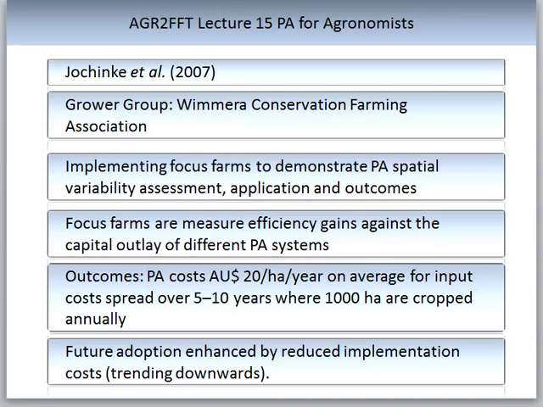They concluded that on average PA costs the farmer between about $20 per hectare per year, which can be spread across 5 to 10 years, where you are cropping an area of about 1,000 hectares. These figures will of course change depending on how you measure your temporal and your spatial distributions. Further adoption enhanced by reduced implementation costs, and this is in fact a trend of this technology.